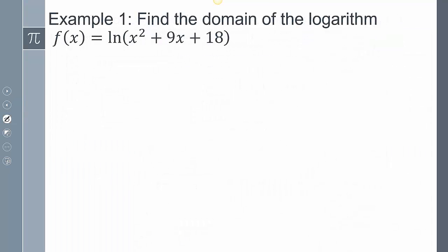So first example, find the domain of this logarithm. From the properties we just talked about, the inside of the logarithm can't be negative and it can't be 0. So creating a statement, whatever the inside of the logarithm is has to be greater than 0. Then this is a polynomial inequality. The way that we solve a polynomial inequality is we find the zeros, put them on the number line, and test the solutions.